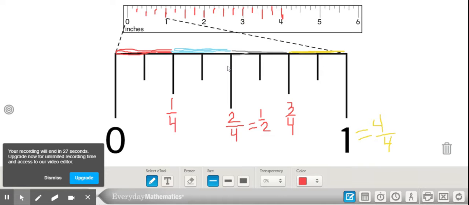So hopefully this gives you an idea of the additional markings between each inch, and it breaks it down into quarters. We will continue to discuss measuring to the nearest fourth inch each day, and this will be an important lesson to have in the back of your mind as we work through measurement.